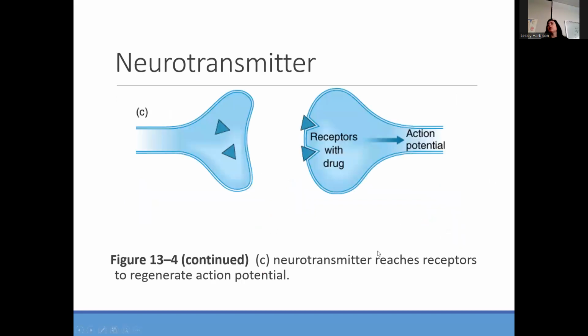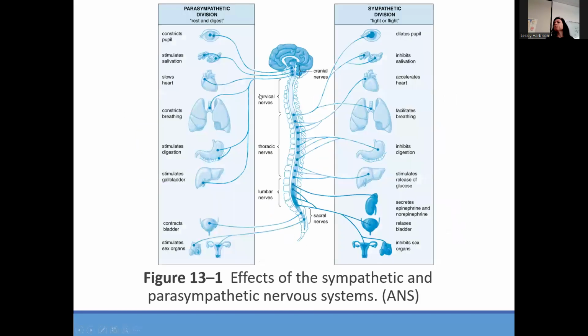So here is just another close-up picture. Neurotransmitter reaches the receptor to generate an action potential, or a command: constrict soft tissue, constrict blood vessels, or whatever the action potential is. Here's the same picture. I don't know why I have it twice.